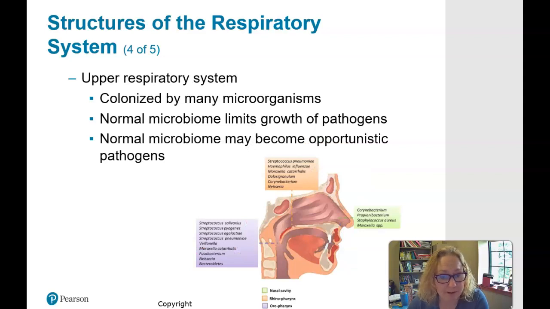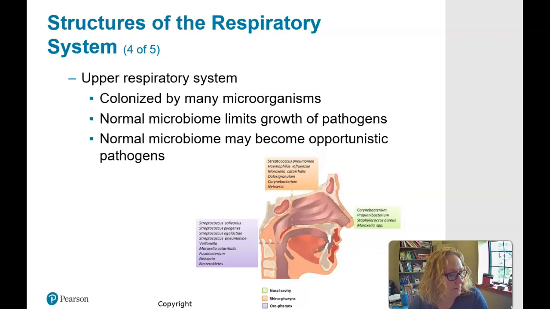The upper respiratory system, however, is colonized by many microorganisms. Think of all the snotty, gooey things that you have in your snot, your eye, right? There's a lot of goo, and they have a natural microbiome. There's a normal microbiome that limits growth of pathogens. However, sometimes even those normal microbes in your upper respiratory become opportunistic, depending on if you get sick from something else.